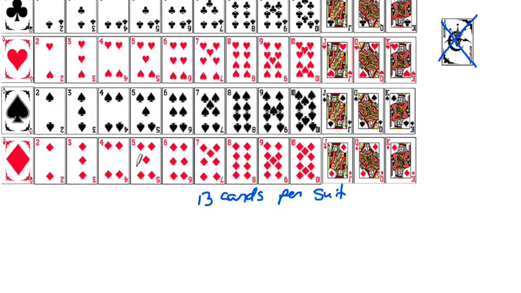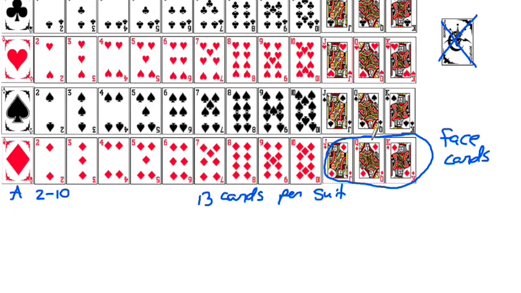Out of the suits, if you look at the cards individually, they always have an ace, and then numbers 2 through 10. And then you get your jack, your queen, and your king. Now these guys have their own special name because they have faces, and they get called the face cards. And you can do tons and tons of probability based on cards.